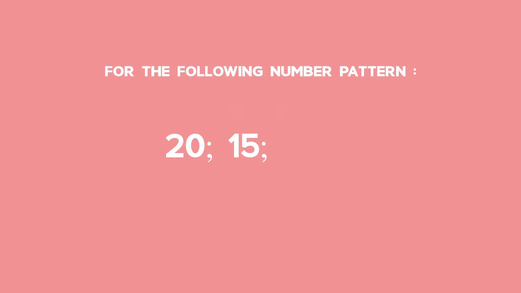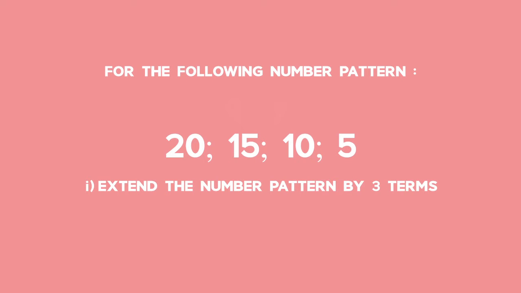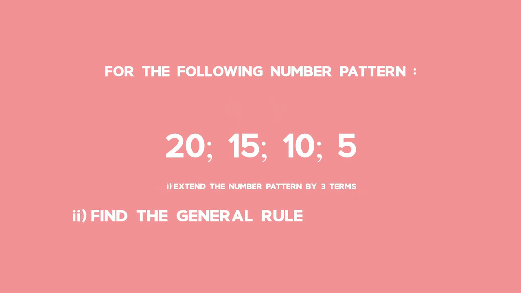For the following number pattern, 20, 15, 10, and 5: 1, extend the pattern by 3 terms, and 2, find the general rule. For the first part, let's see how we can extend this pattern.